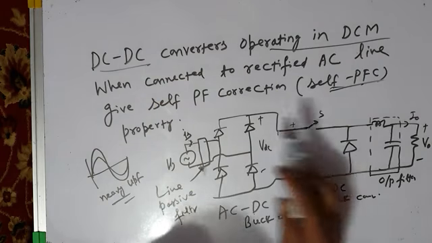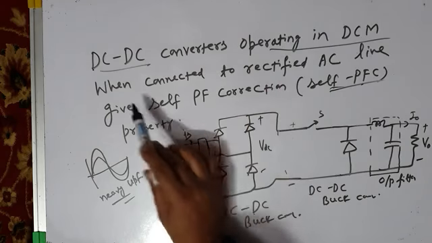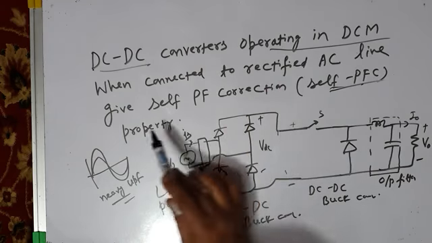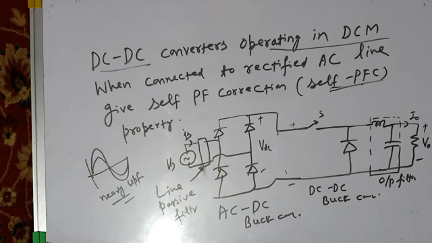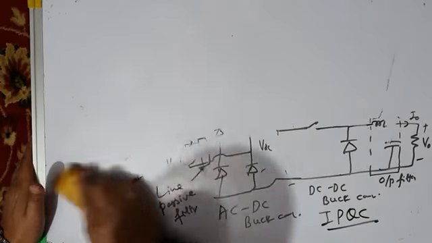When any type of DC to DC converter operating in DCM is connected to a rectified AC line, it has a self power factor correction property and it automatically becomes an improved power quality converter. Let us take them one by one. Now we have various types of DC to DC converters.